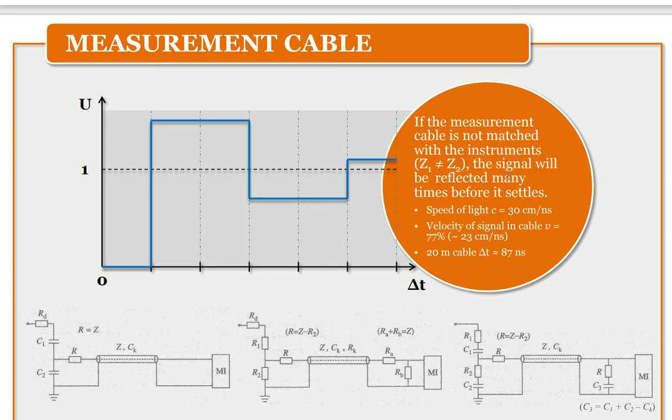So that's why we need impedance matching, because every type of cable or line has a different impedance. So if they have different impedance matching, the signal will be reflected, and then every type of line or cable also has its own velocity of signal in the cable.